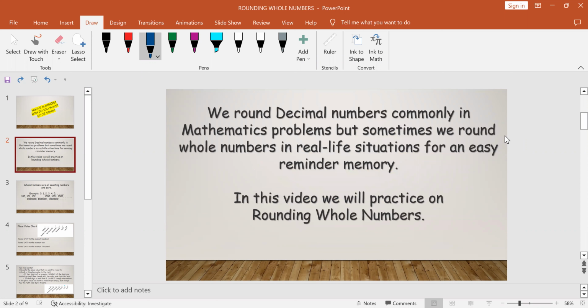Usually we round decimal numbers, commonly in mathematical problems, but sometimes we round whole numbers in real life situations for an easy reminder memory. So in this video, we'll practice on rounding whole numbers.